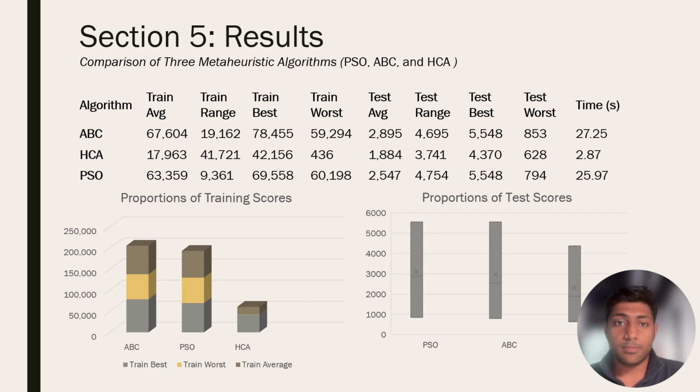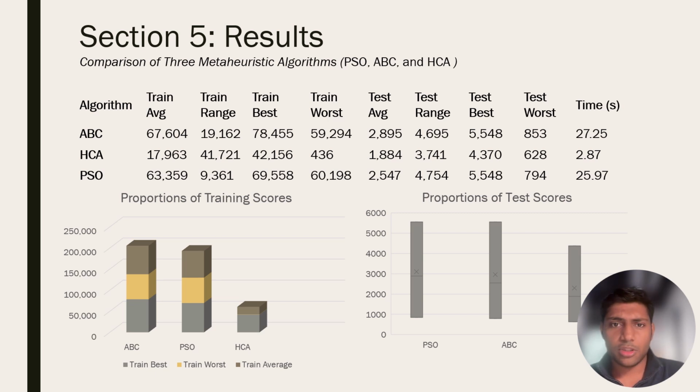ABC scored the best at 78,000, but its worst was 59,000, and that's a major drop. Hill climb algorithm's worst, just $36, raises reliability concerns.